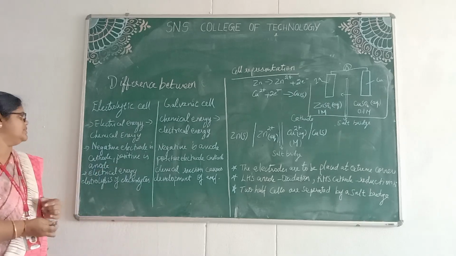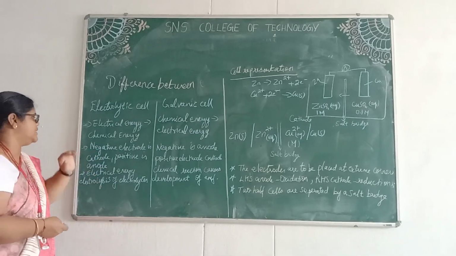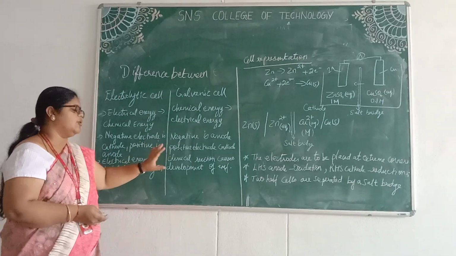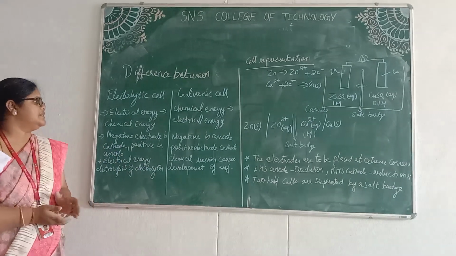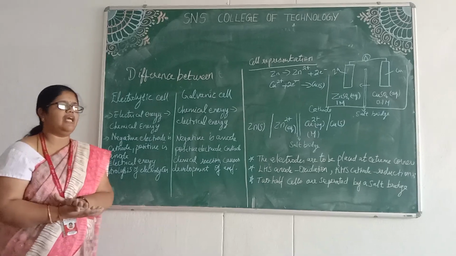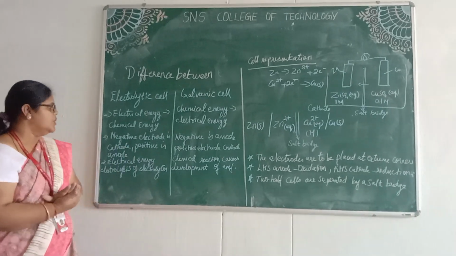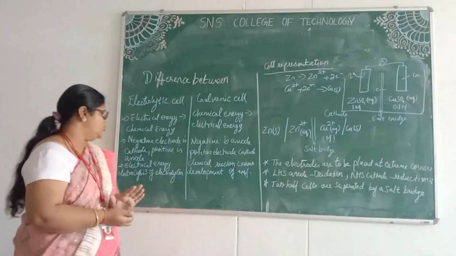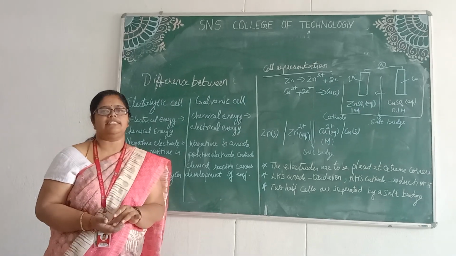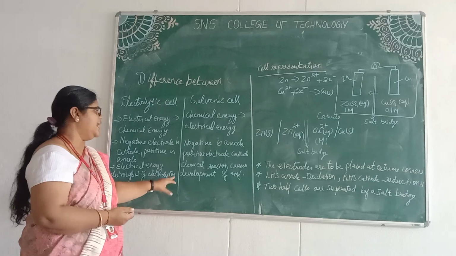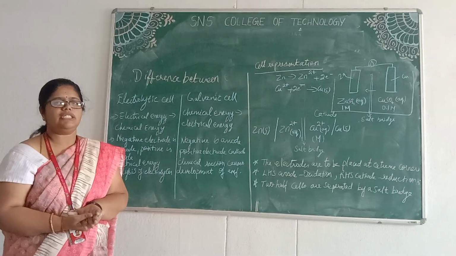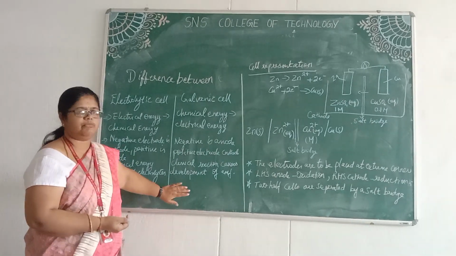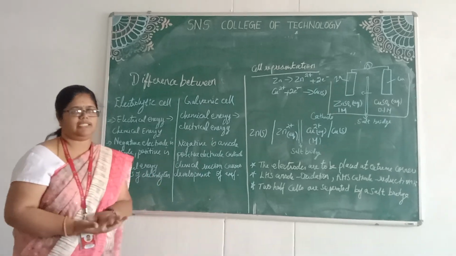And the second difference is the negative electrode in the electrolytic cell is the cathode and the positive electrode is the anode. And it's just opposite to that of the galvanic cell. That is, the negative electrode is the anode and the positive electrode is the cathode. And the next main difference is, in the electrolytic cell, the electrolysis of electrolytes is taking place due to the electrical energy, and in the galvanic cell, a chemical reaction causes the development of EMF. So these are the main differences between the electrolytic cell and galvanic cell.